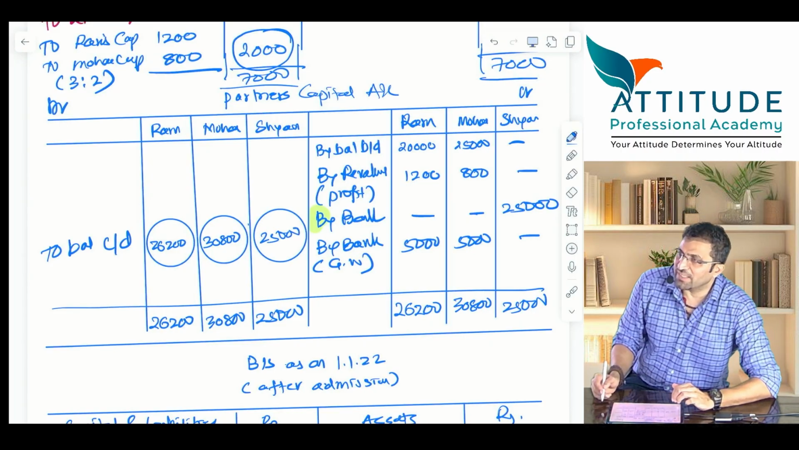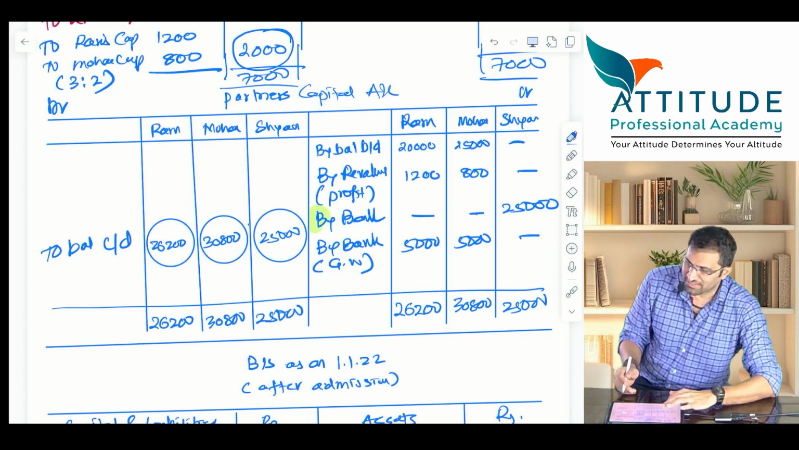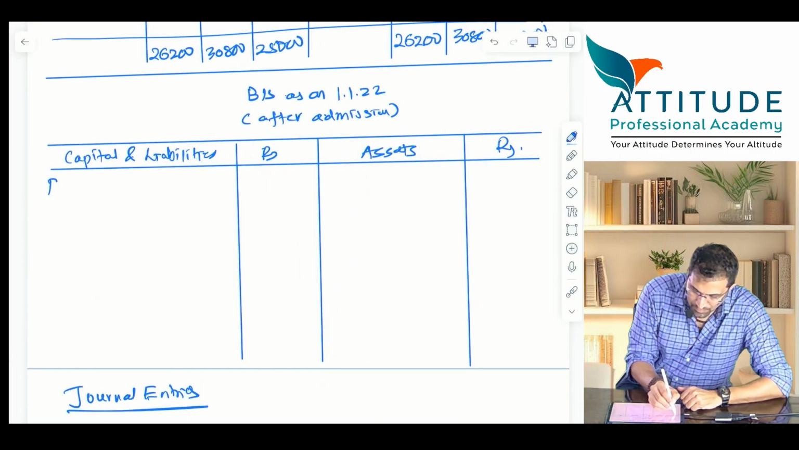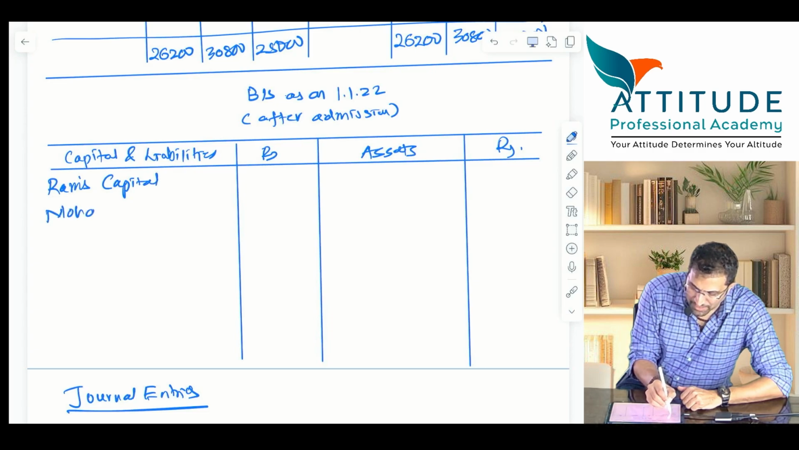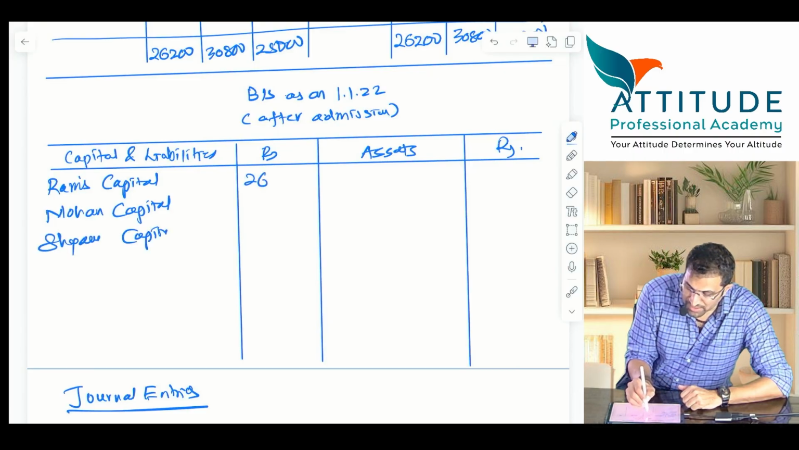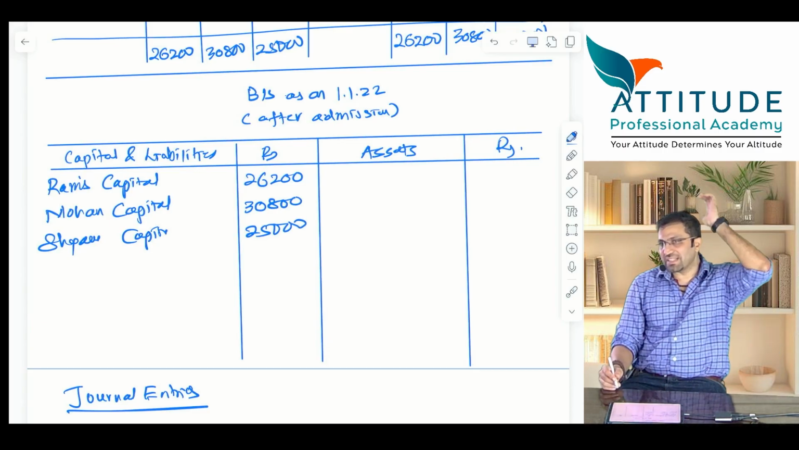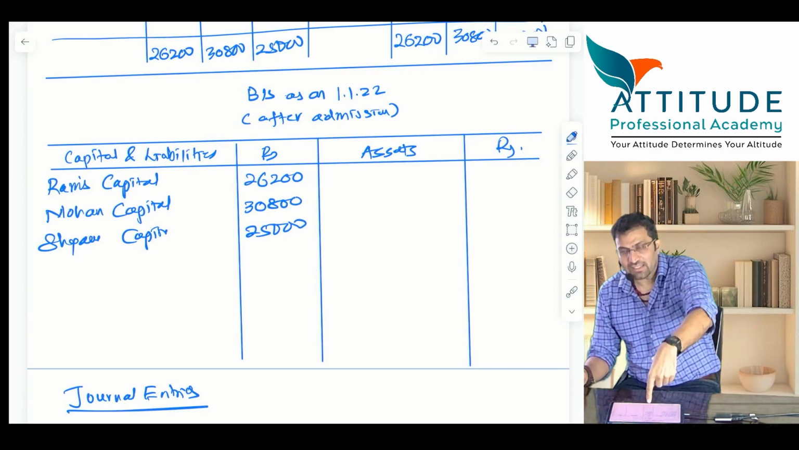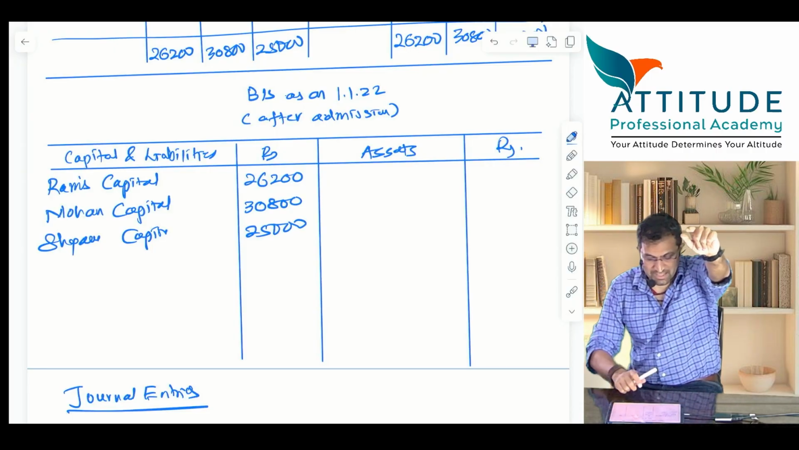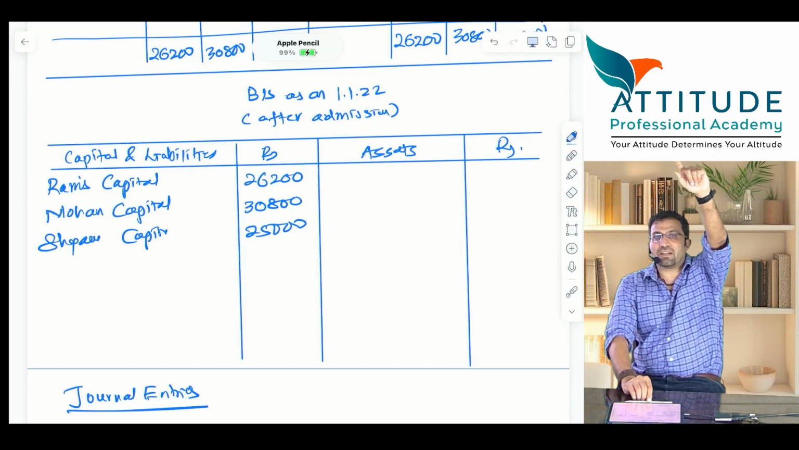Now this closing balance, where will it come? Closing balance goes in the balance sheet, obviously after admission. Ram's capital 26,200, Mohan's capital 30,800, Sham's capital 25,000. Now I am asking you a question, please answer this. Have you taken this? Fast.